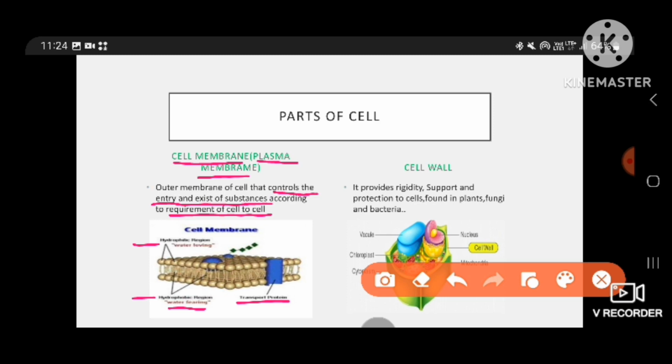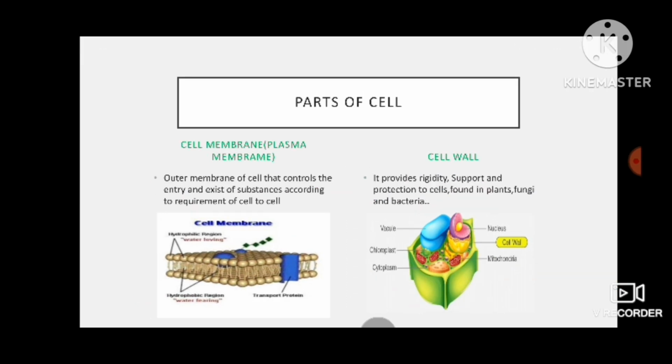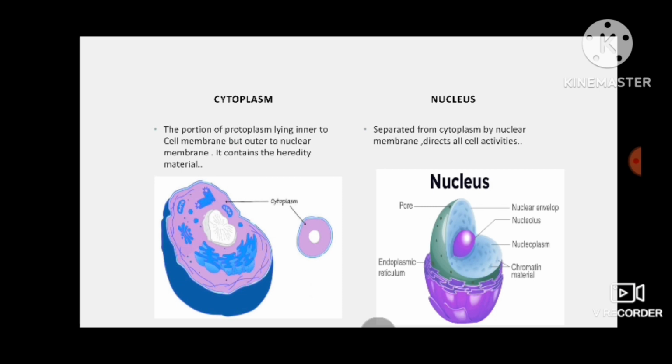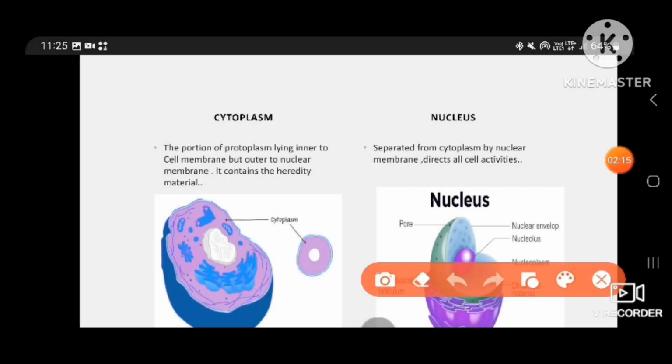The other one is the cell wall. It provides rigidity, support and protection to the cell, and is found in plants, fungi and bacteria. This is the structure of the cell wall. The other part is the cytoplasm. The cytoplasm is the portion of protoplasm that lies inner to the cell membrane but outer to the nuclear membrane. It contains the hereditary material. So this is basically the structure of the cytoplasm.